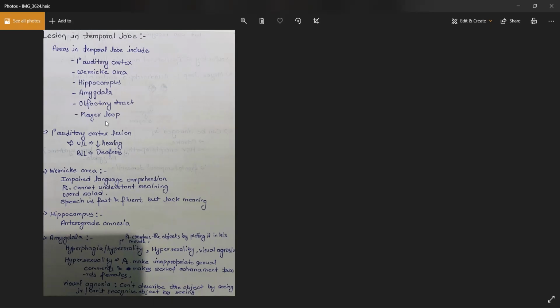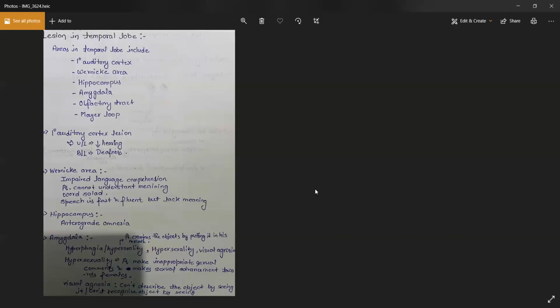Okay, Meyer's loop, if damaged, you will get the quadrantanopia. Okay, that means pie in the sky. If you guys remember that, anyone? We will discuss that. Don't worry. Yeah. You will get the quadrantanopia because of the Meyer's loop damage. So these are all the lesions of the temporal lobe.